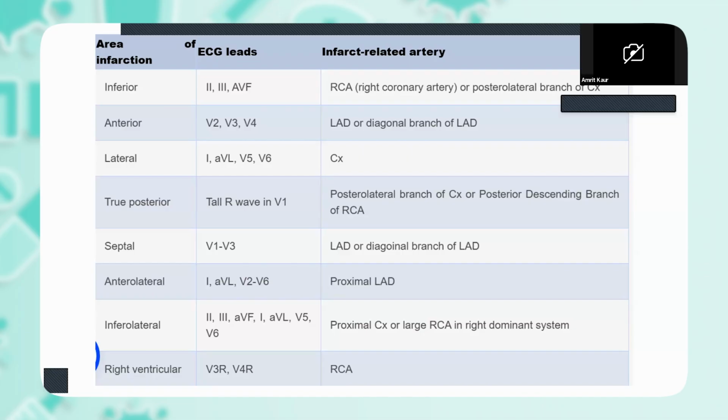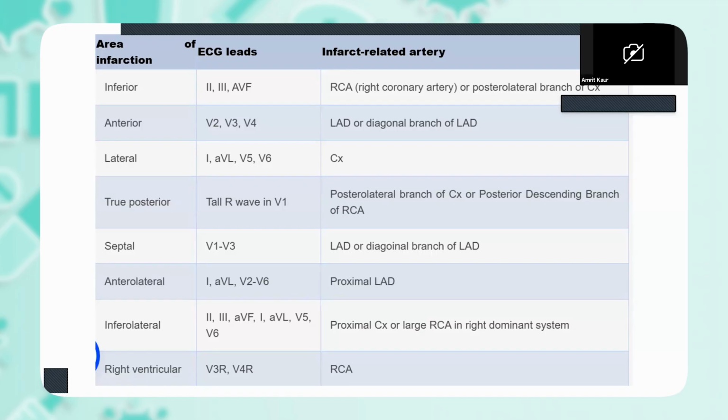I think anterior MI is very clear. It is your anterior chest lead, so it is V2, V3, V4. Inferior, we all know it's 2, 3, AVF. And lateral also, we are very clear that it's 1, AVL and V5, V6. We don't want to go into the details of anterolateral, inferolateral, and septal, so I'm leaving that part.